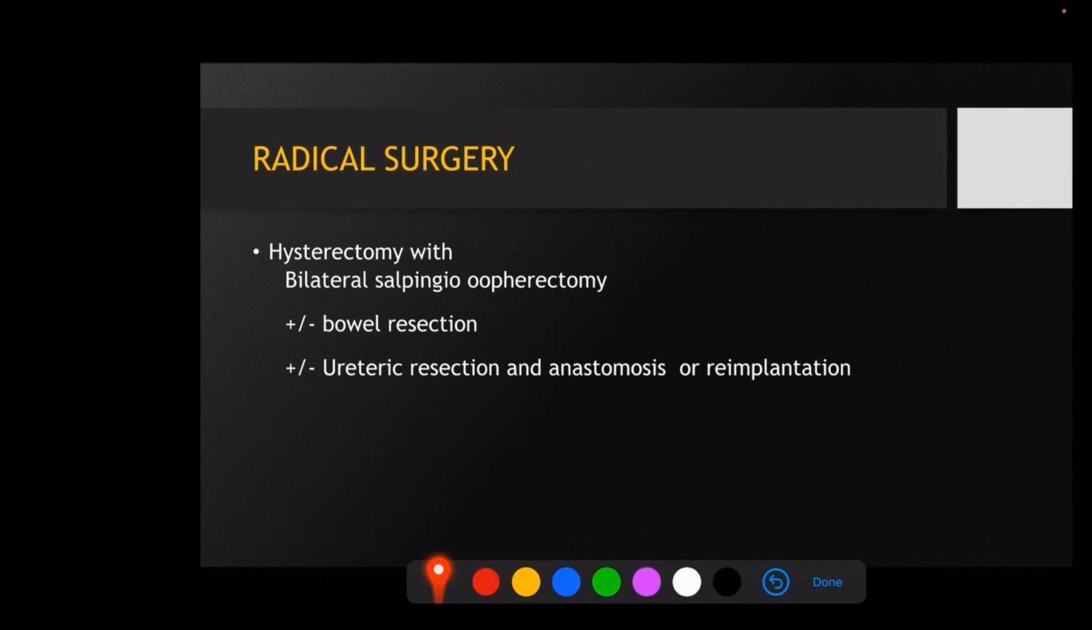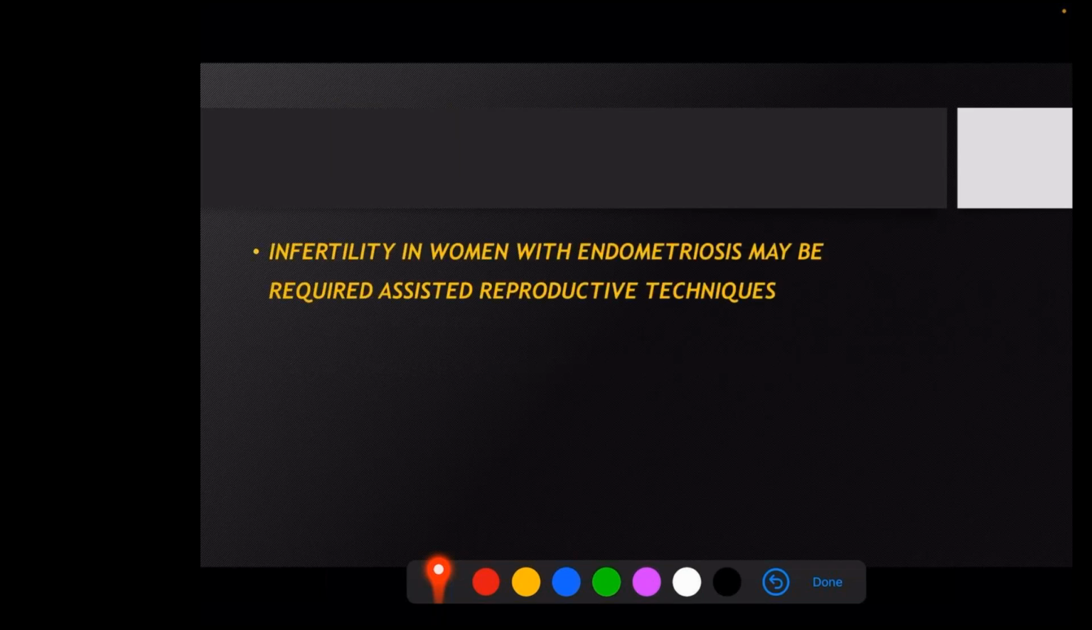Then radical surgery means the permanent cure: hysterectomy with bilateral salpingo-oophorectomy, with or without bowel resection, ureteric resection, and anastomosis or reimplantation. Then infertility in women with endometriosis may require assisted reproductive techniques like IVF, ZIFT, etc.